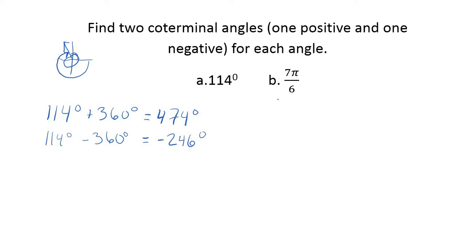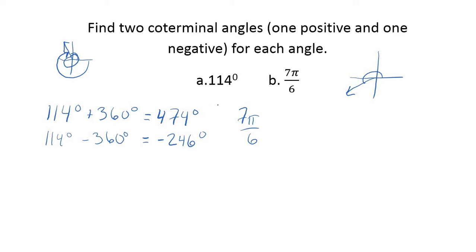Let's do another one with radians. Very similar process. So 7 pi over 6. Again, let me come over here. Maybe just imagine this one. So 6 pi over 6 would be right here. That would be pi. So 7 pi over 6 is going to be down here a little bit. So this angle right here would be approximately 7 pi over 6.